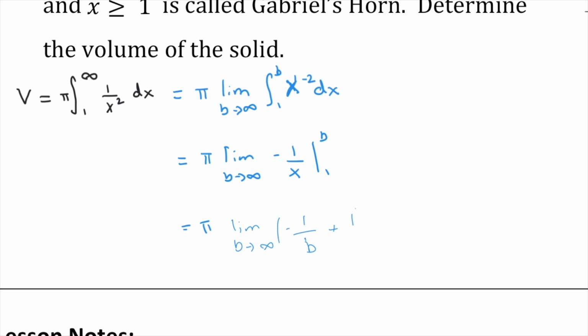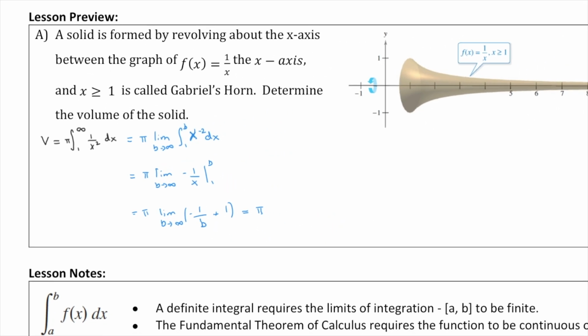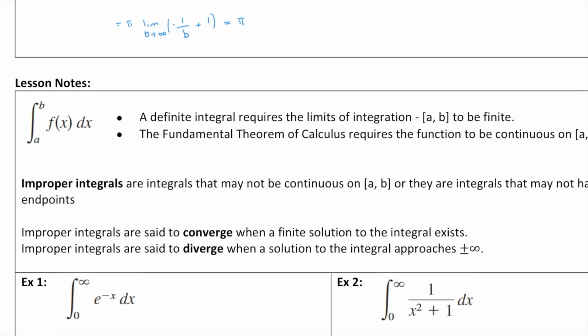Now, as you evaluate your limit, you notice that 1 over b is going to 0, and you end up with pi. So the volume of Gabriel's horn as it goes to infinity is pi. So this is a finite value, even though the surface area of this problem is infinite.